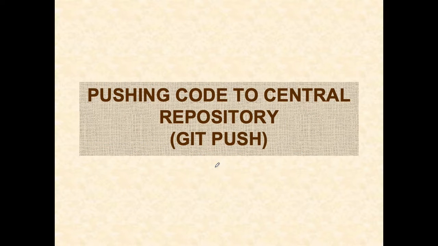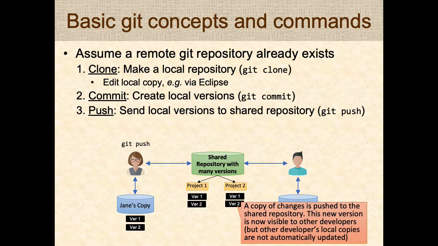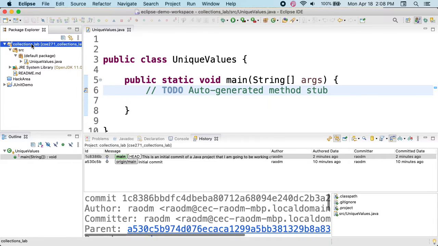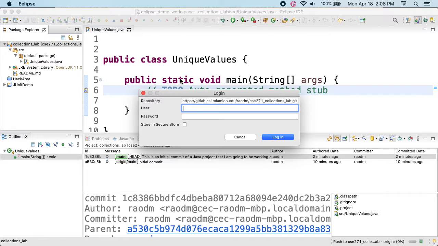So let's see how we can push code to the central repository. Of course, here we're going to use Eclipse to do the push. And here we're going to run a command via Eclipse. So it's going to push the changes to the central repository and will create a new version in the central repository. So let's go ahead and do that. I'm going to switch back to Eclipse. I want to do the top level. So I'm going to right click, say Team. I'm going to say push to the origin, push back to the central repository. So when I do the push, this is where it's trying to send it. Notice that it's trying to send it to GitLab csmiami.edu.